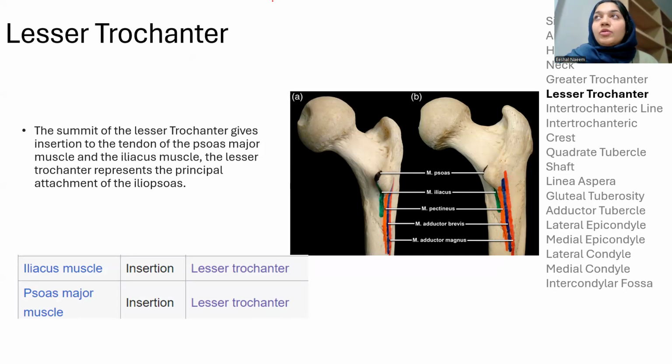Now, if you look at this picture and go a little medially to the shaft, you have the muscle pectineus, the muscle adductor magnus, and the muscle adductor brevis. So these three are on the shaft area. And since we have the crest area, we know this is the posterior side of the shaft. So on the posterior side of the shaft, going from medial to lateral, you have the pectineus, the adductor brevis, and the adductor magnus.